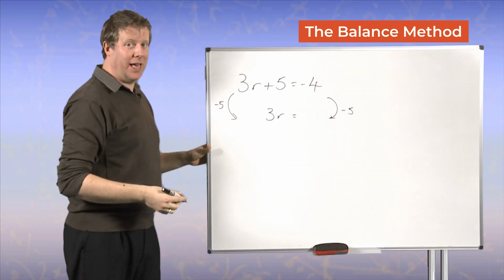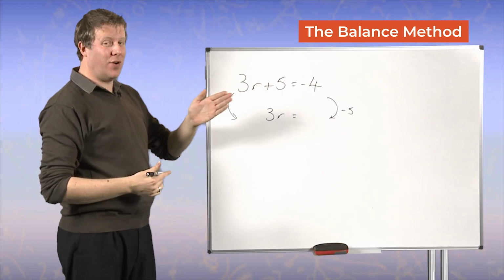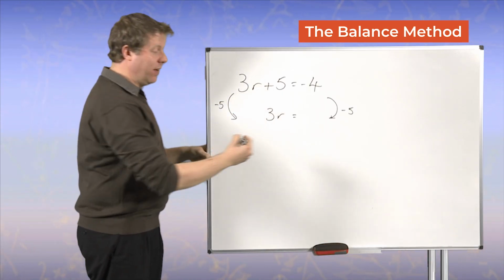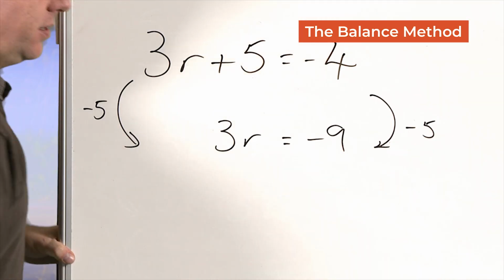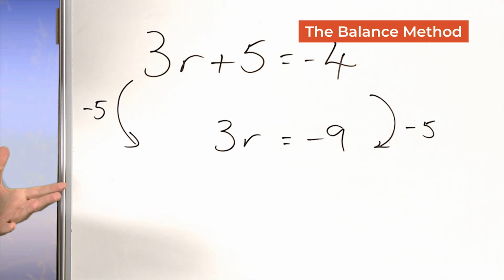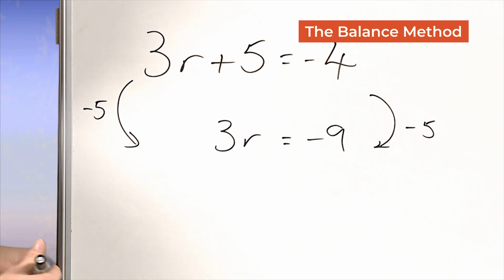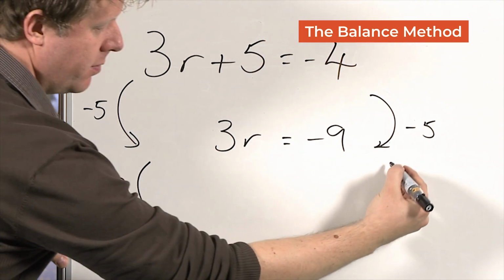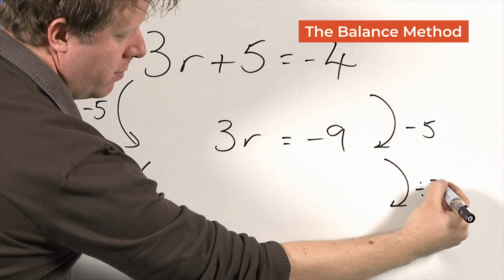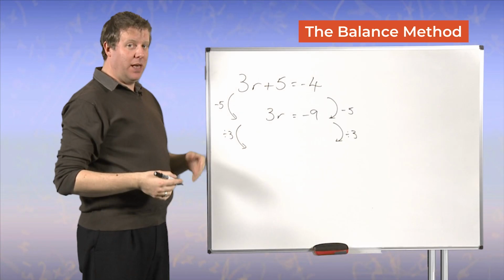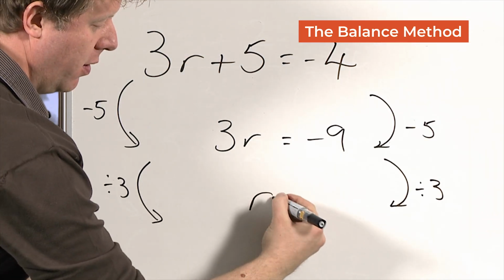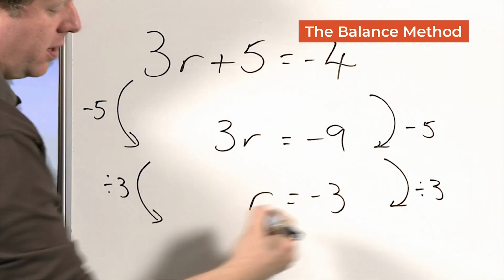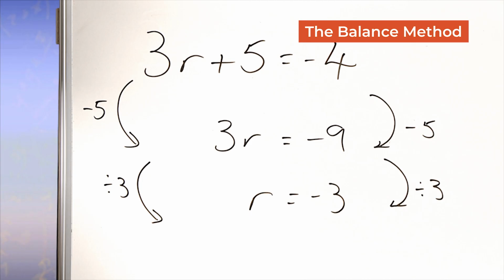And this is where we need to be careful. Minus 4 subtract another 5 will give us minus 9. And then the final thing we need to do is to divide both sides by 3. And that will leave me with a final answer of r equal to minus 3.